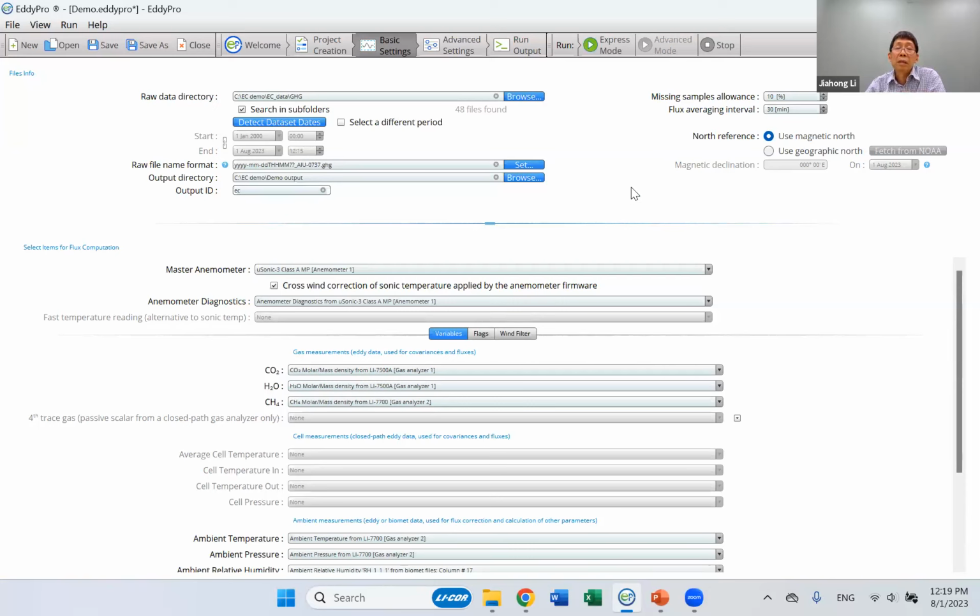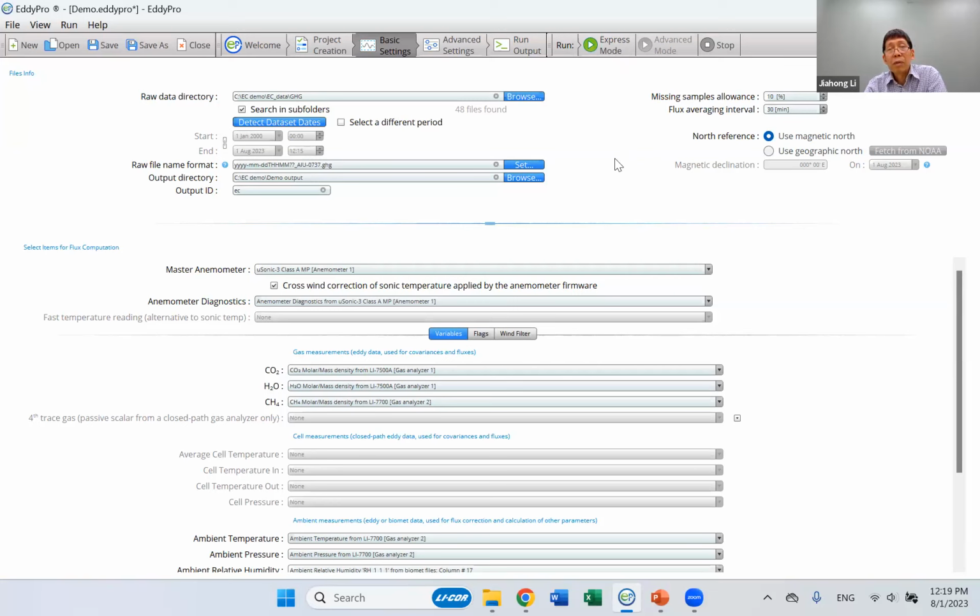So now EddyPro is actually ready to run with express mode. If I click, it will process the data, but we're not running with the express mode yet. The express mode uses EddyPro default configurations, such as 2D rotation.